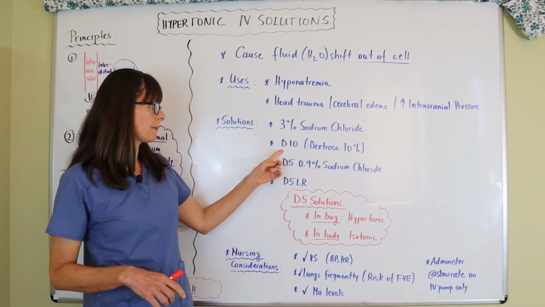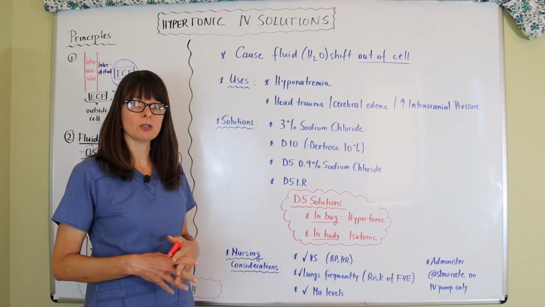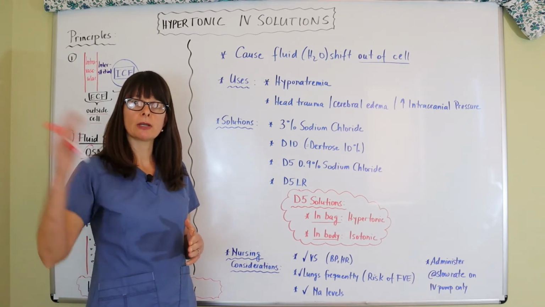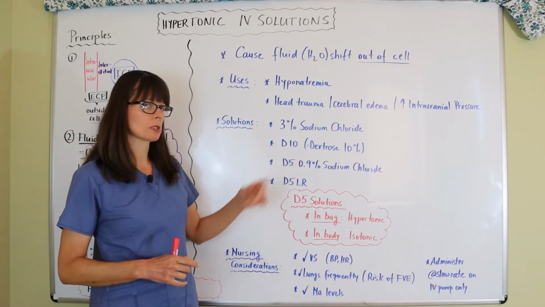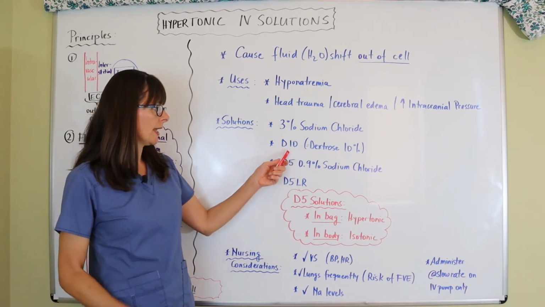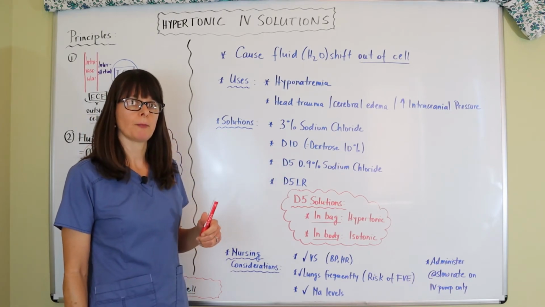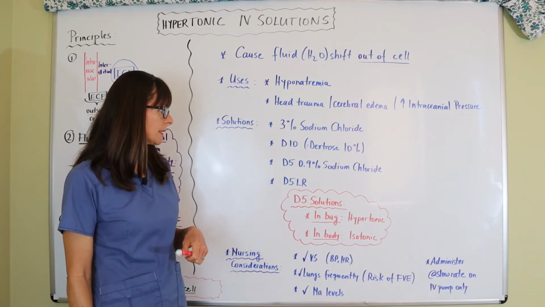And D10 is something that we use in case the parenteral solution runs out, that we use very temporarily until we can get the next TPN going to make sure that the patient's blood sugar level doesn't drop. But that is a hypertonic solution, and we need to make sure that we check all the appropriate things with that that we'll discuss in a moment.